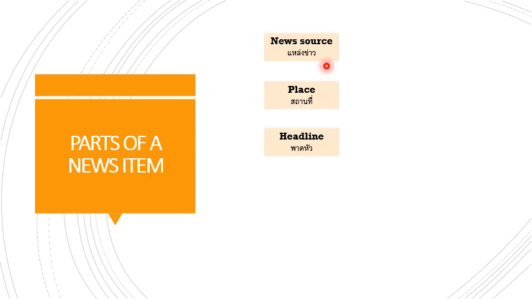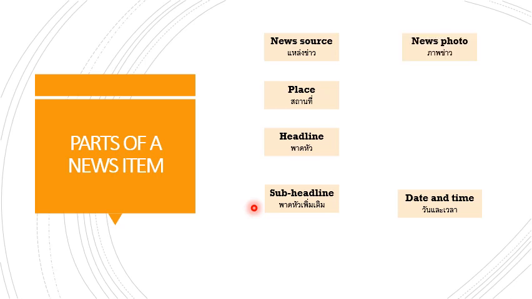Headline. Headline is the title of the news. Subheadline is more information about the news. Date and time. It is telling the date and time when the news happened. News photo. News photo is a picture that supports or illustrates the news. News photo caption. It describes what happens in the news photo.